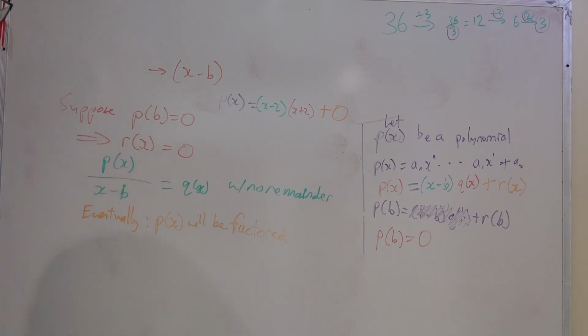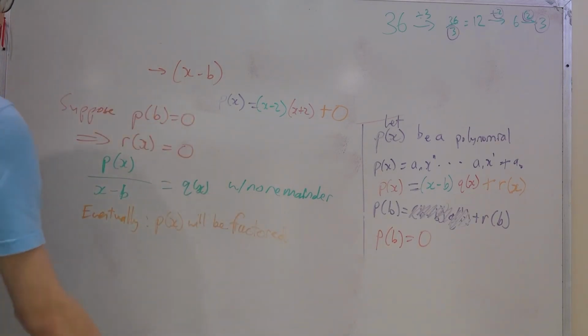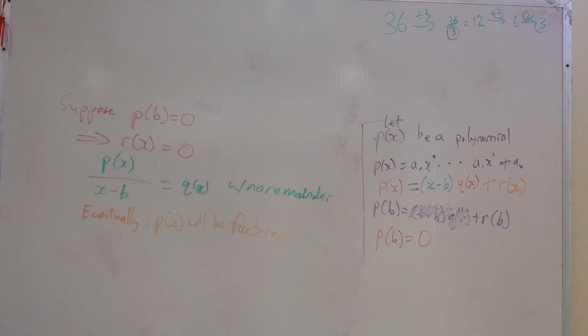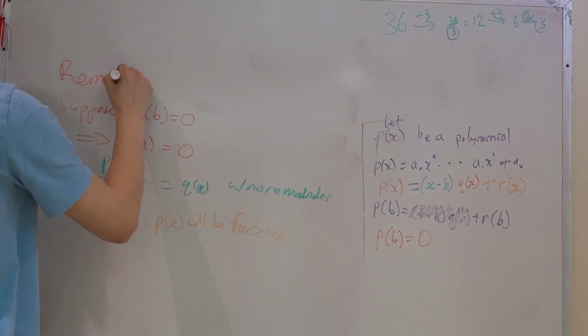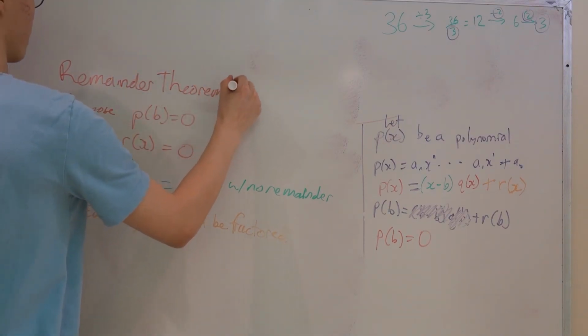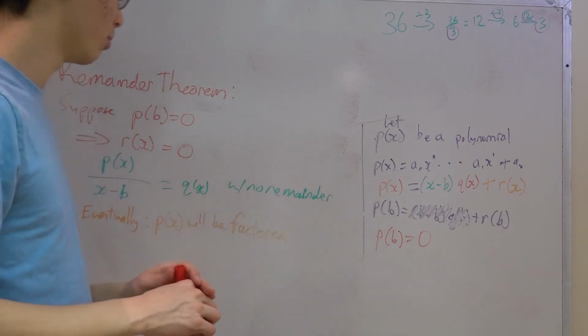Okay? So, what we have just uncovered here, and what is stated right here, has a special name. And that name is the remainder theorem. Okay? So, remainder theorem. Let me just maybe rewrite it in clearer terms to explain what we've uncovered here.